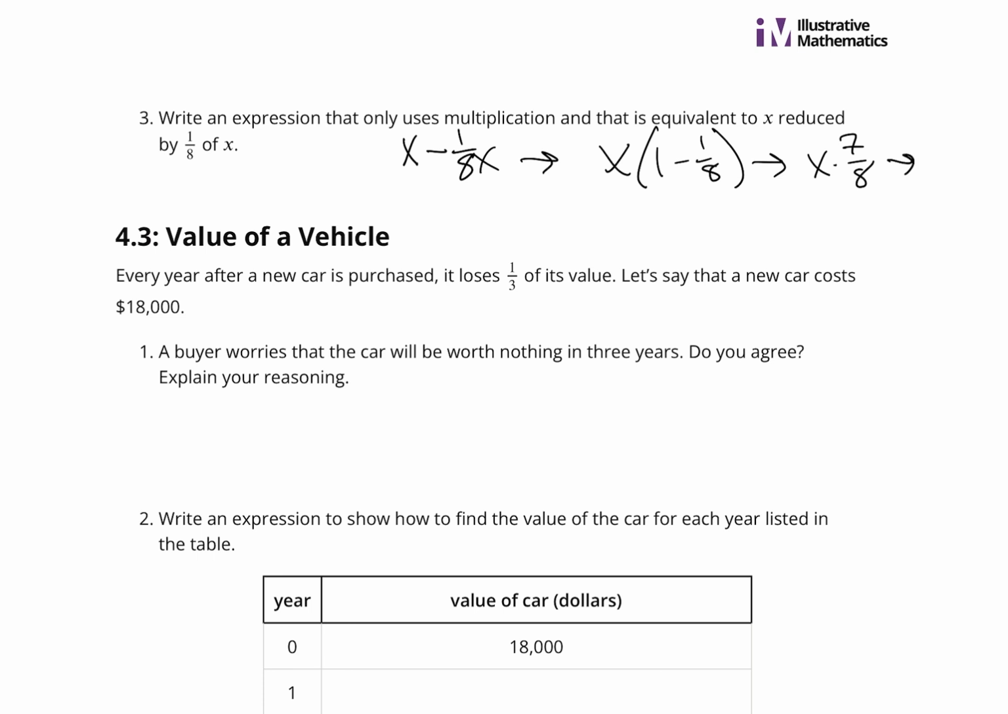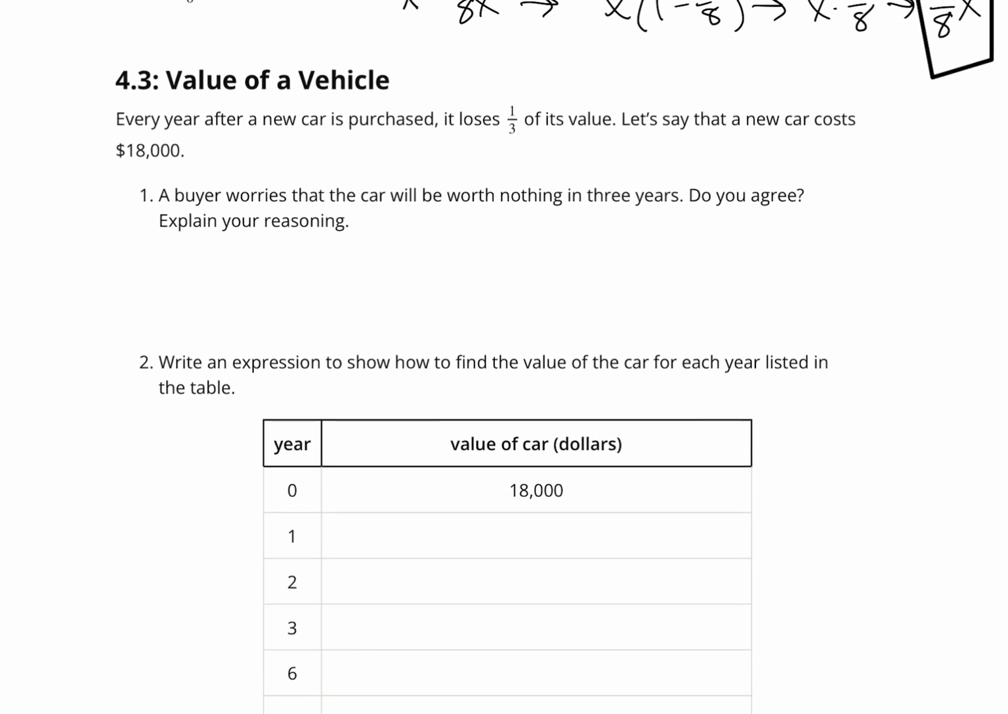And I'm just going to rewrite it as 7/8 x because in math, we always write the coefficient before the variable. So this is an expression that only uses multiplication and is equivalent to x reduced by 1/8 x.